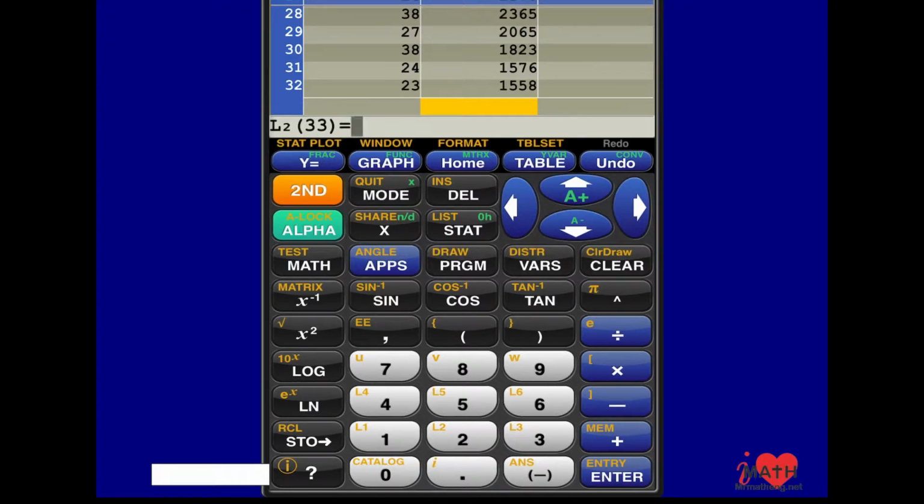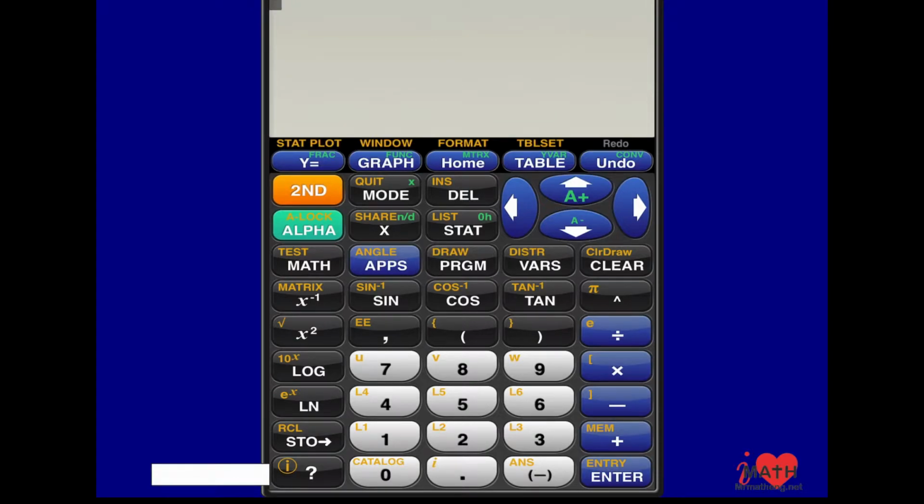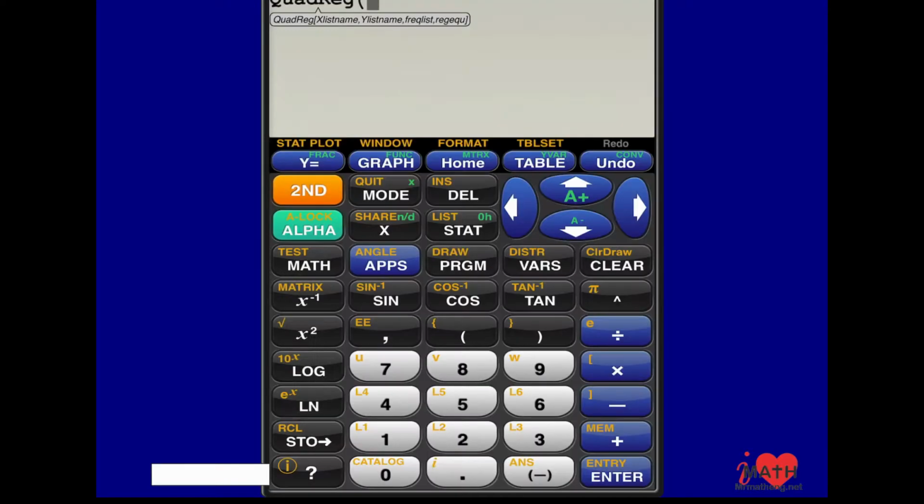So I first want to exit out of here. You can press second mode, and it brings you out here. And then I ask you to press Stat, Calc, and you're looking for Quadratic Regression. In mine, it's number 6. Be careful that it's not quartic, something to the power 4 and number 8, so number 6.